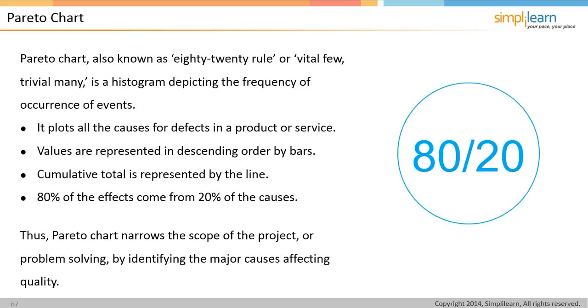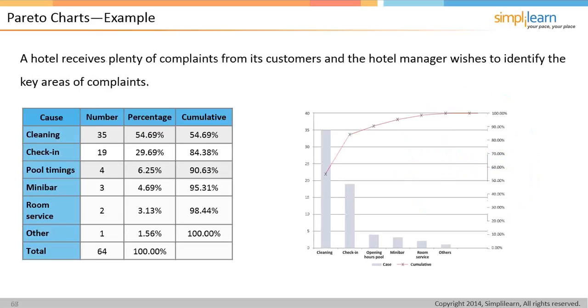So it narrows the scope of the project or problem solving by identifying the major causes affecting quality, or whatever process you're looking at, however you define it. And if you were doing some analysis, after collecting data for a particular issue, you might use a Pareto chart in that situation as well. So you can use it throughout the course of the project when it makes sense.